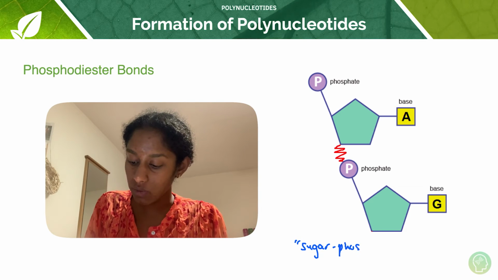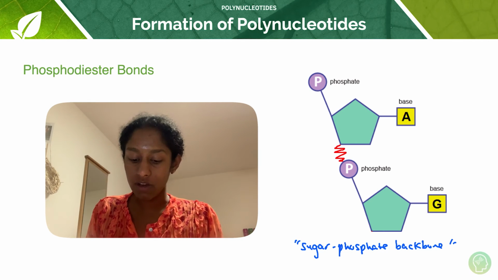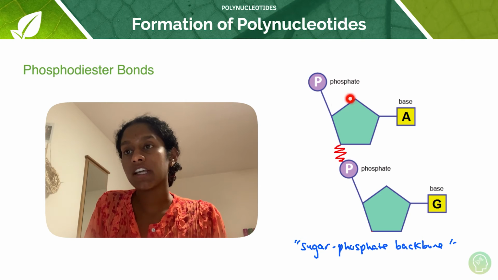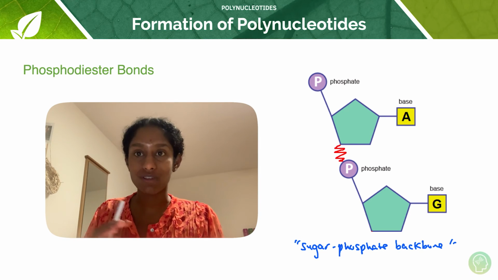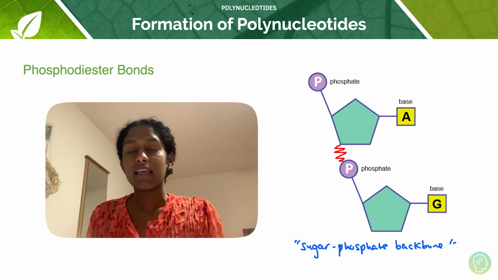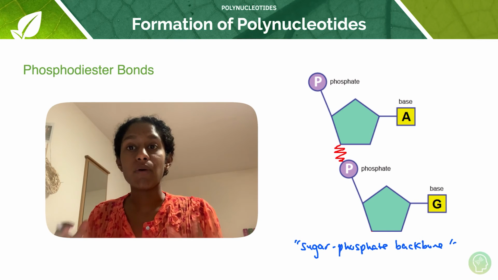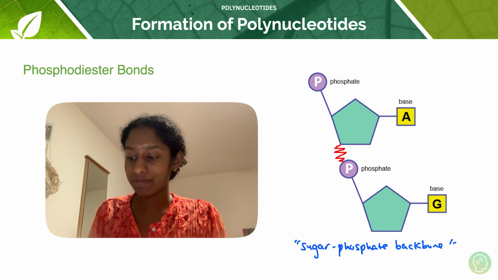And the reason why we call it a sugar-phosphate backbone is, if you think about it, our bonds are being formed between our phosphate group and our sugar. So it goes phosphate group, sugar, phosphate group, sugar, phosphate group, sugar, phosphate group, sugar. So we call it a sugar-phosphate backbone. And this is what forms our polynucleotide chain.